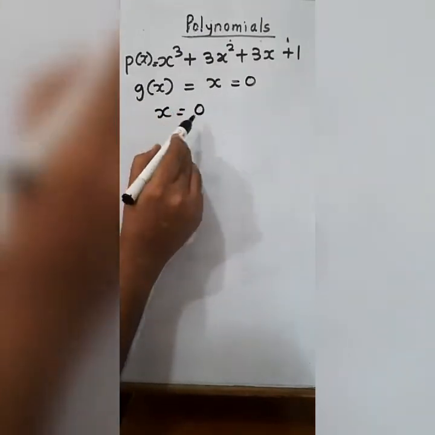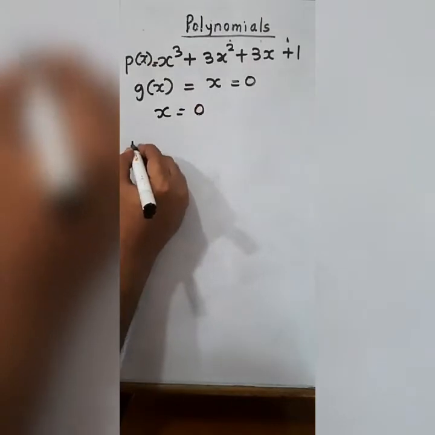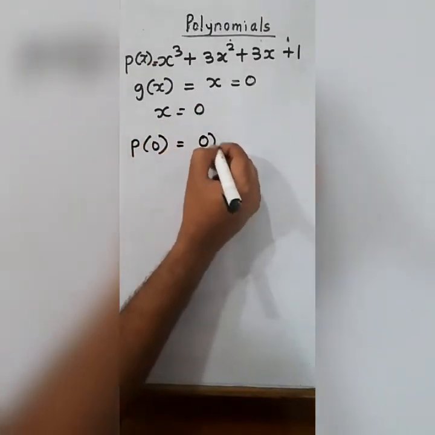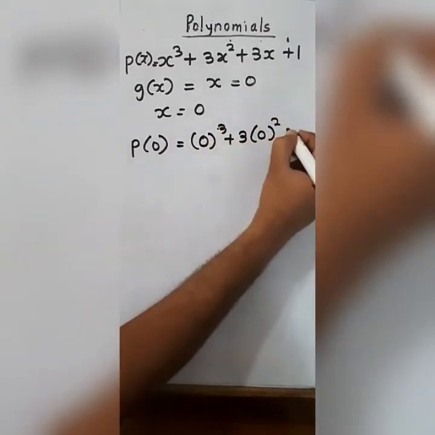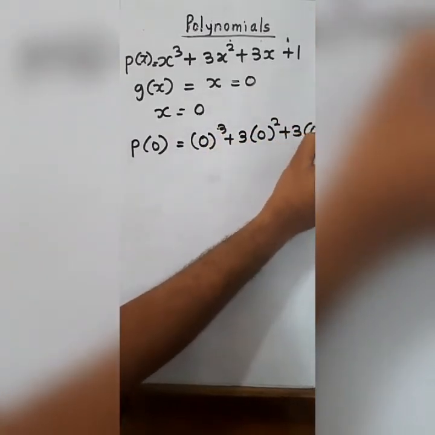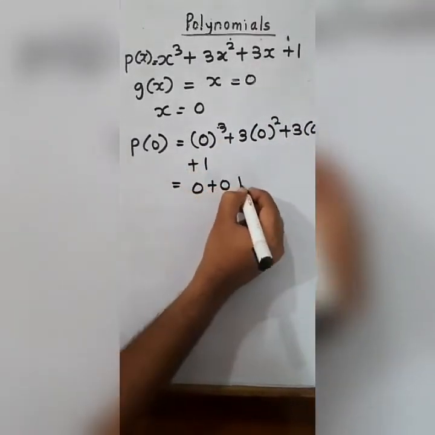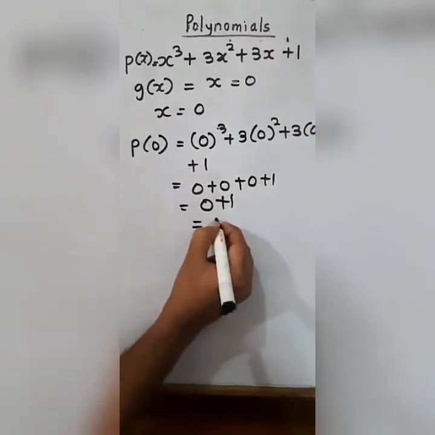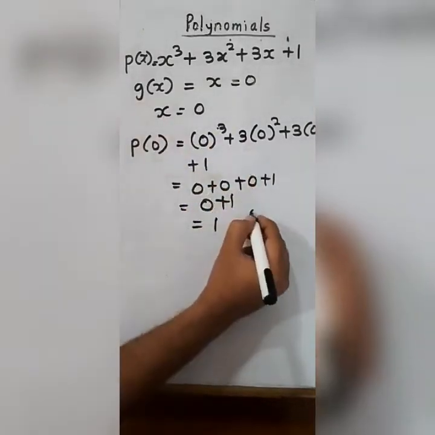So what you will do now, you will substitute this value of x in P of x. So P of 0, you will put it in P. So this becomes 0 the whole cube plus 3 into 0 the whole square plus 3 into 0 plus 1. So this answer becomes 0 plus 0 plus 0 plus 1. So this is 0 plus 1 and therefore the answer is 1. Option A.